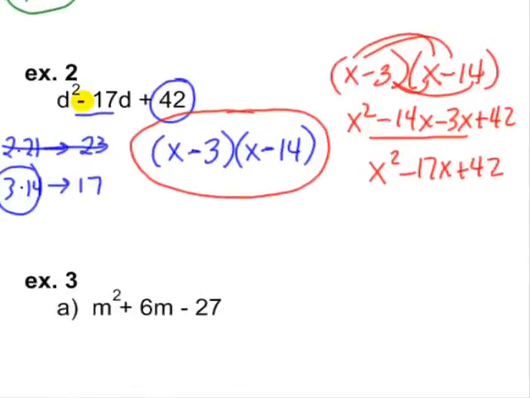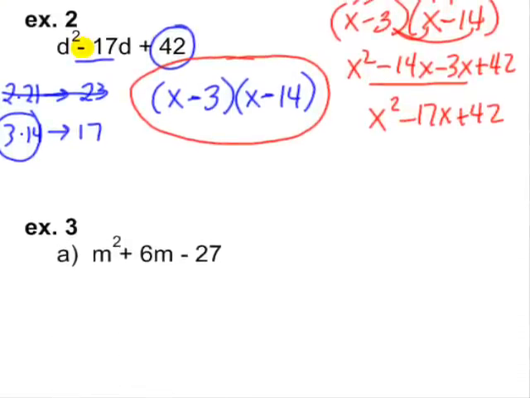Okay, example 3 differs slightly from what we've been doing in that this time, instead of having a plus c term, we have a minus c term. And the only difference that makes is that this time when we think of factors of 27, we want to think of factors that will multiply to give us 27, but subtract to give us positive 6. So this time, instead of thinking of addition, we're thinking of subtraction.